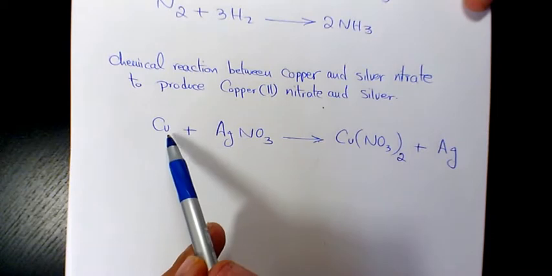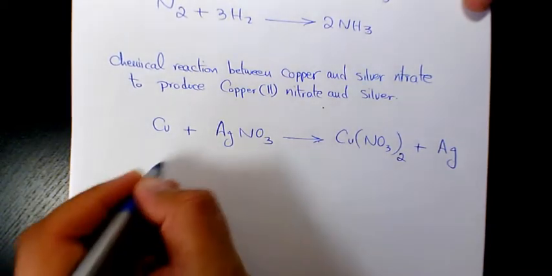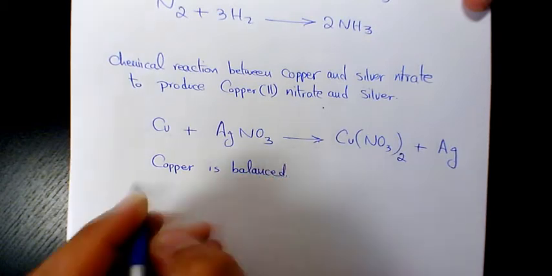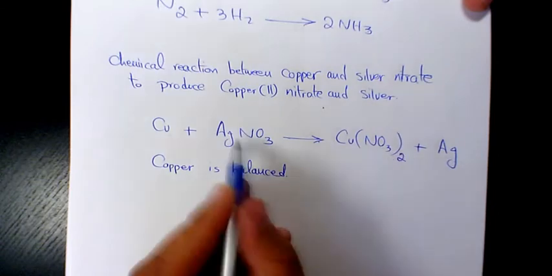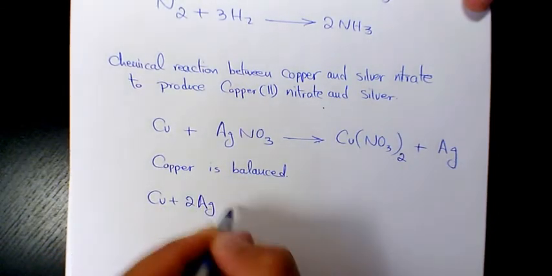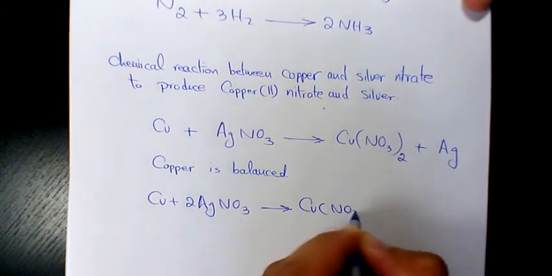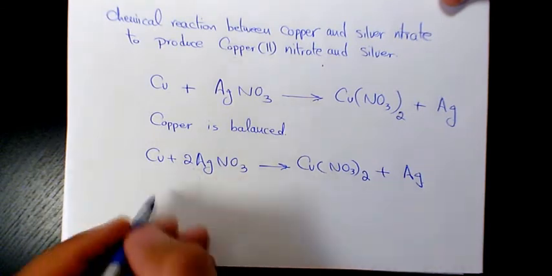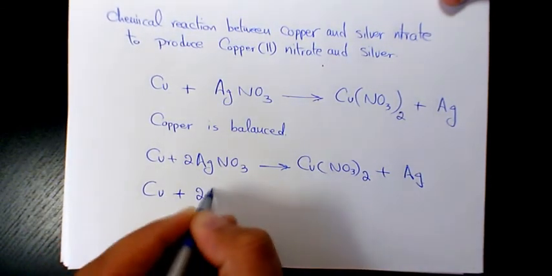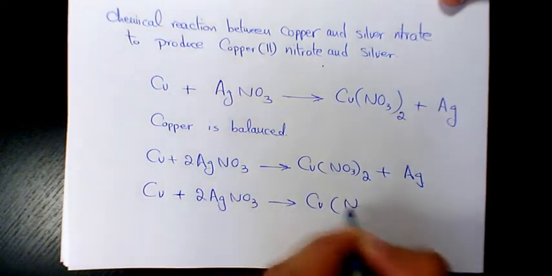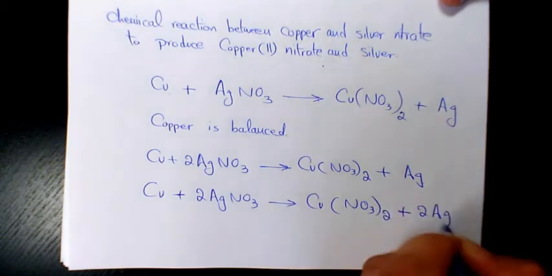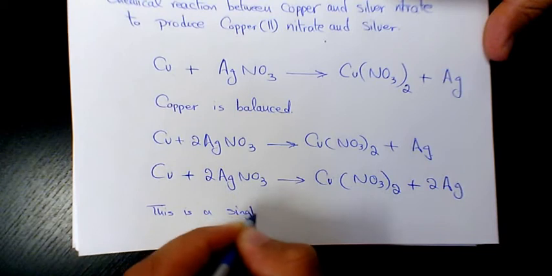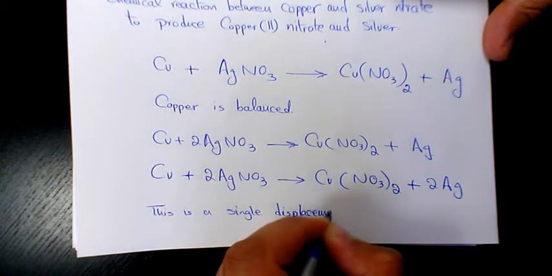So how do we balance it? Copper and copper, 1 and 1, so copper is already balanced. We need to balance nitrates. We have 2 nitrates here and here we have 1, so Cu plus 2 AgNO3 is going to give us Cu(NO3)2 plus Ag. So now nitrates and coppers are balanced. The only thing remaining is Ag, so we need to put the 2 in here. So it's going to be Cu plus 2 AgNO3 gives us Cu(NO3)2 plus 2 Ag. Now everything is balanced. So this is a single displacement reaction.